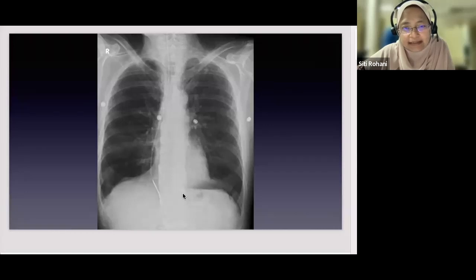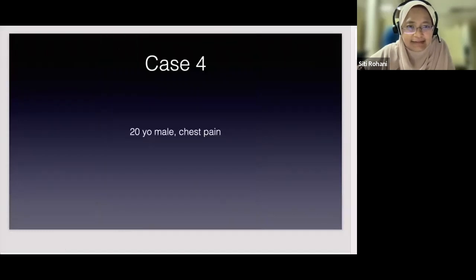The opacity that you see as consolidation at the left lower zone just now, I think this is the pericardiac fat, pericardial fat, because it doesn't obscure the heart border, and it's quite loosened. It's not consolidation. Sometimes we can see pericardial fat line, which is slightly opaque from the lung. Okay, very good.